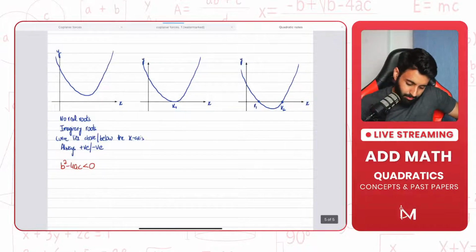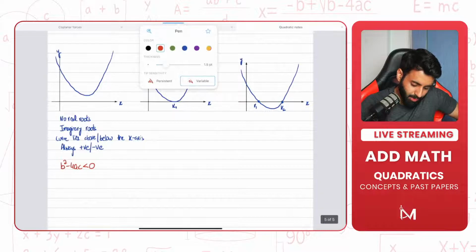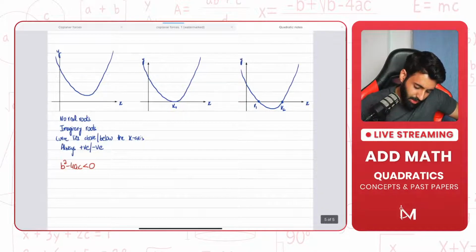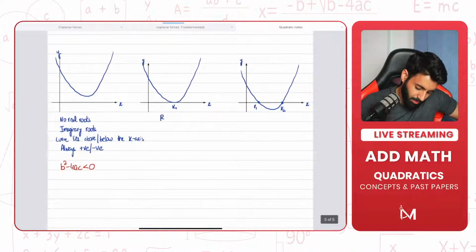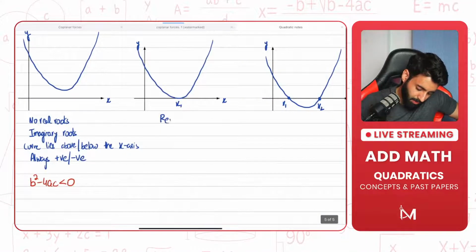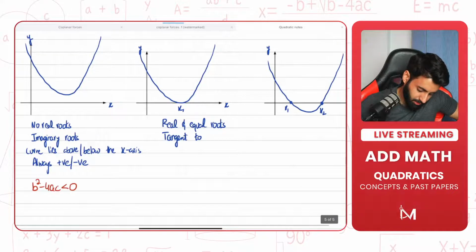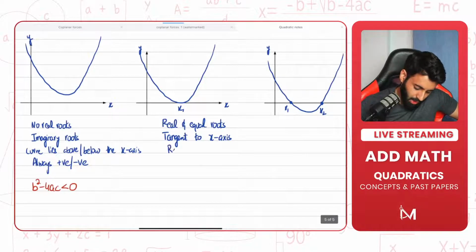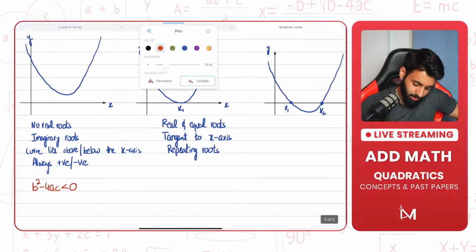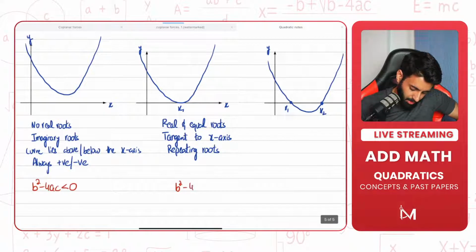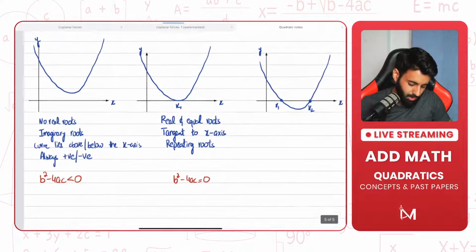Okay. And then what if a curve is tangent to the x-axis? So in this case, the terms that the examiner might use may be real and equal roots. Real and equal roots. Okay, or the question might say that the curve is tangent to the x-axis. Or the question might say that you have repeating roots. In all these cases, the discriminant is going to be equal to 0. b square minus 4ac will be equal to 0.